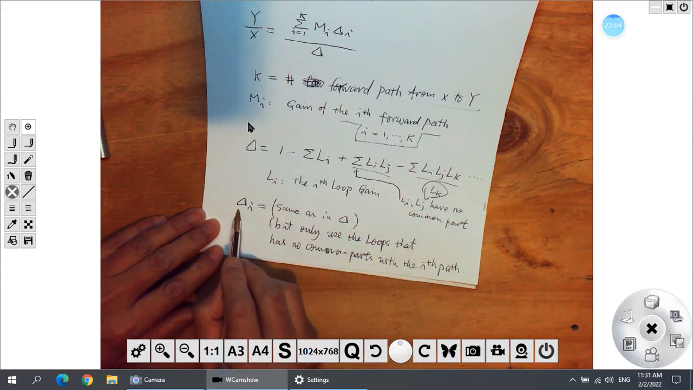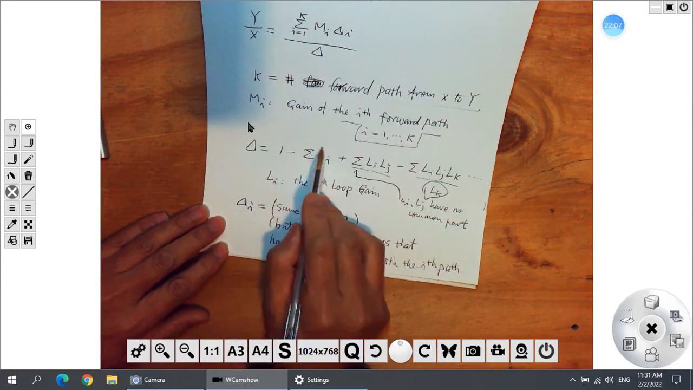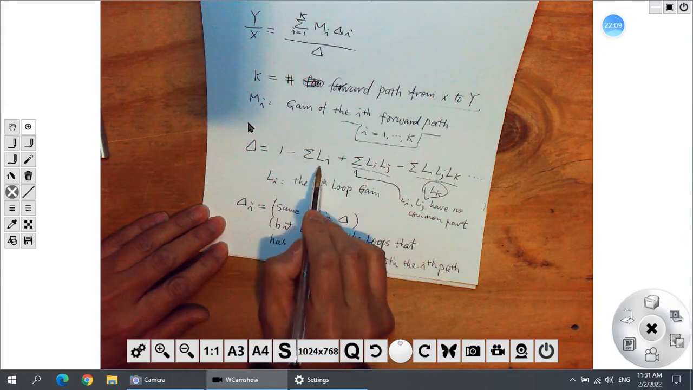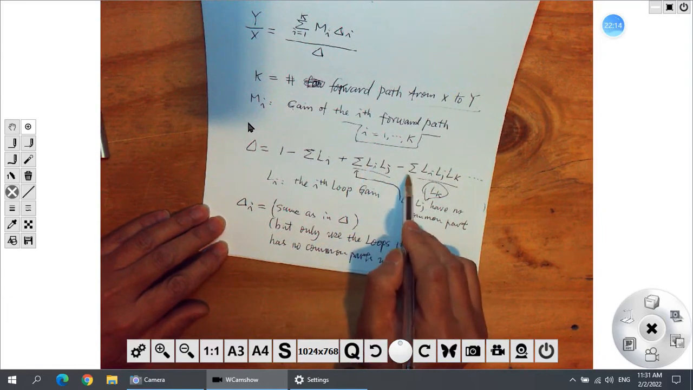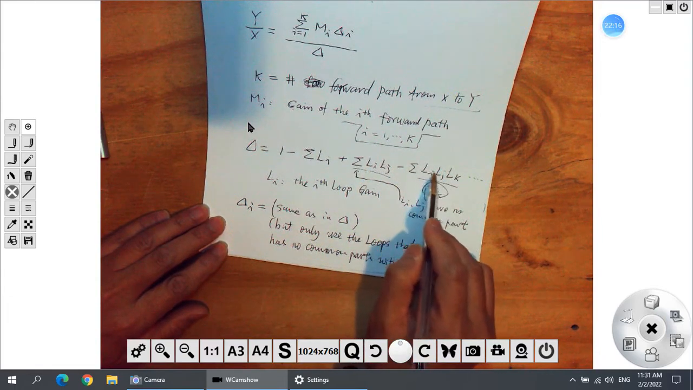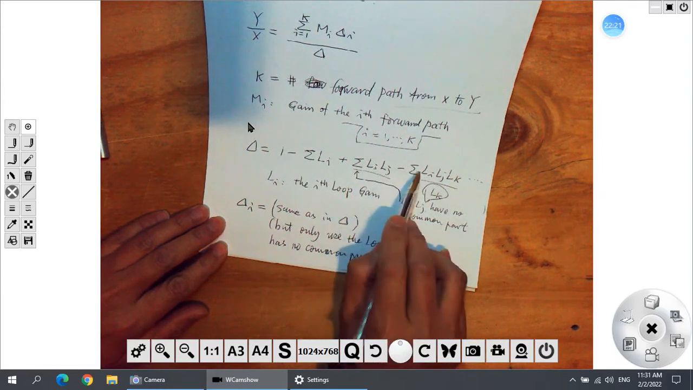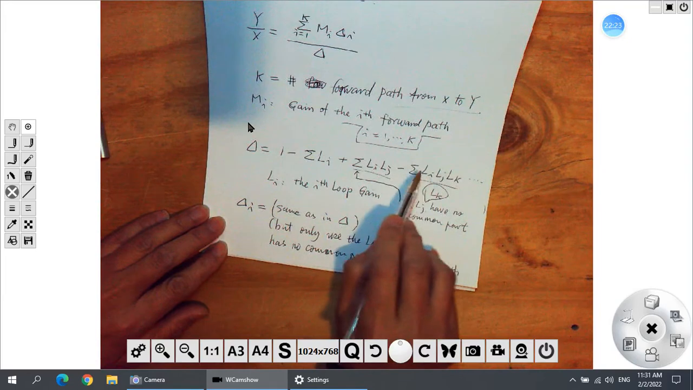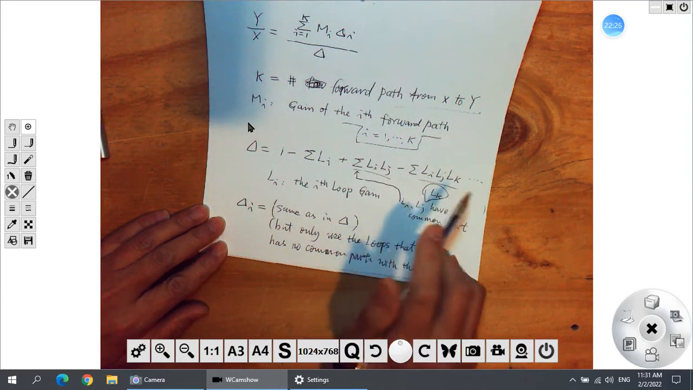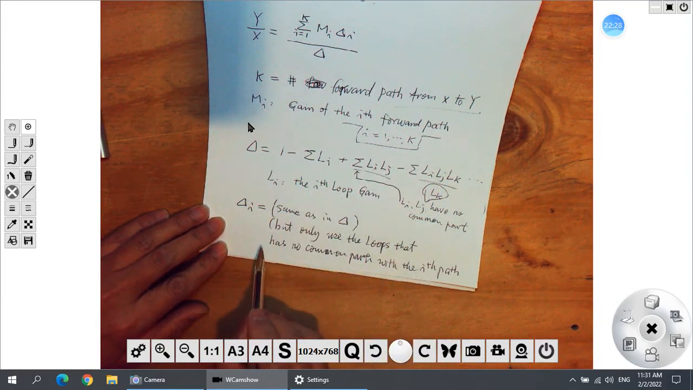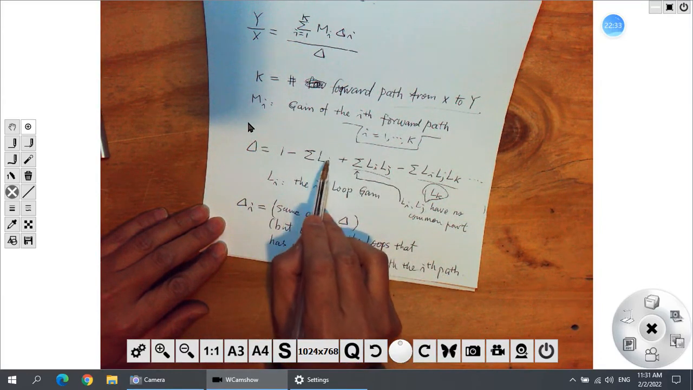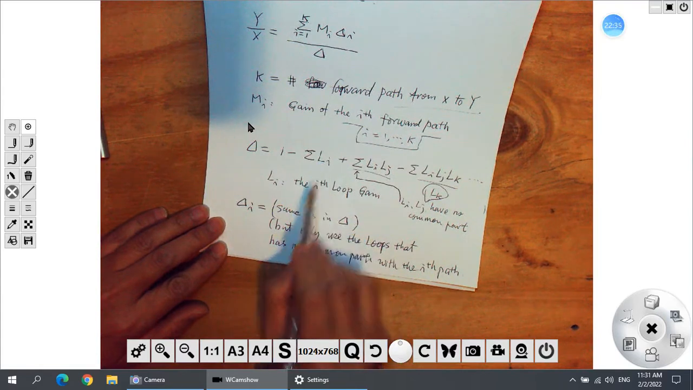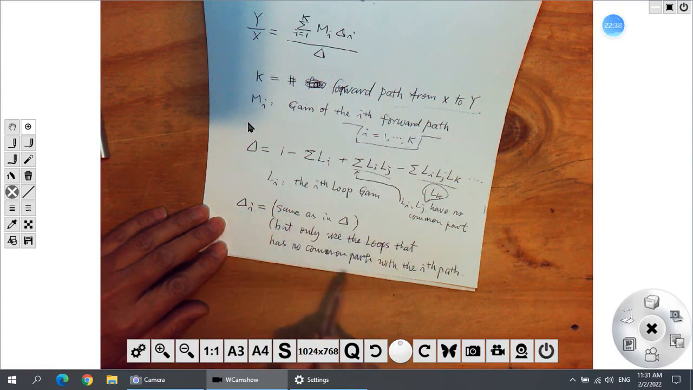So delta is also 1 minus the sum of loops, plus the sum of pairs of loops, minus the sum of triples of loops multiplied together, in the case where we have pairs or triples or more, these loops cannot touch each other. And for delta I, we do the same thing, but we only use those loops that do not have any common part with the I-th path.